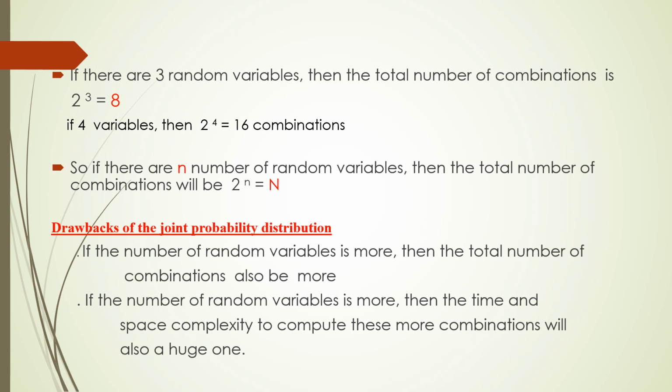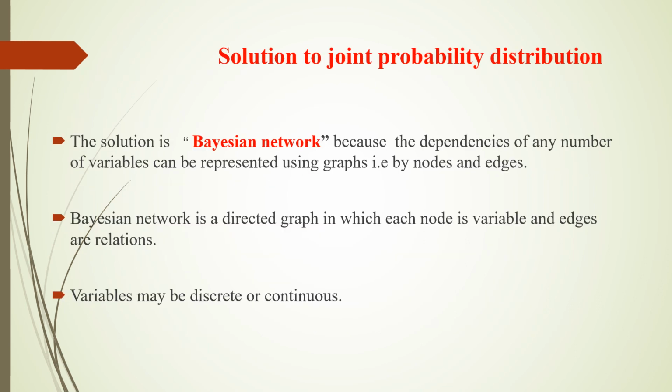So drawback. What is the drawback of joint probability distribution? If the number of variables is more, then the total number of combinations is also more. And if the number of variables is more, then the time and space complexity will also be huge. Then what is the solution to joint probability distribution? The solution to joint probability distribution is the Bayesian network, because the dependencies of any number of variables can be represented using a graph, that is by nodes and edges.